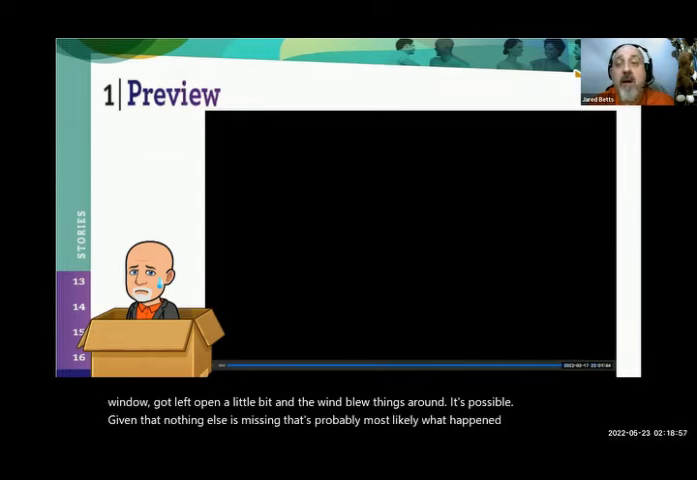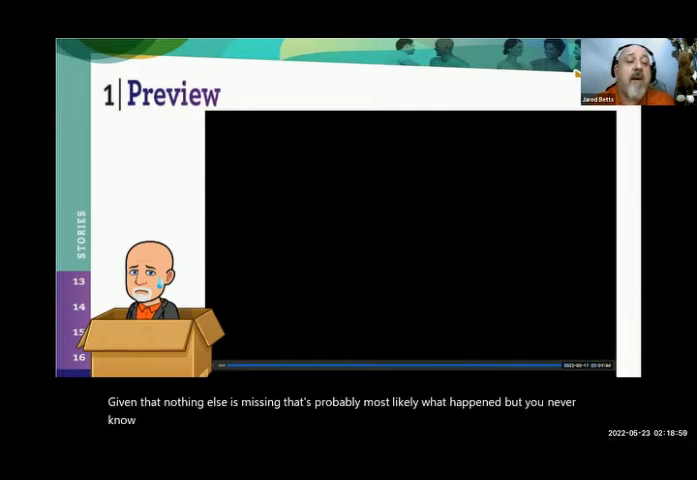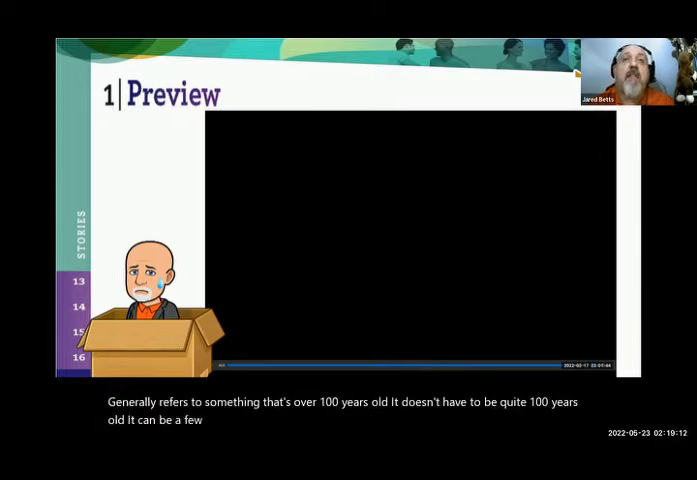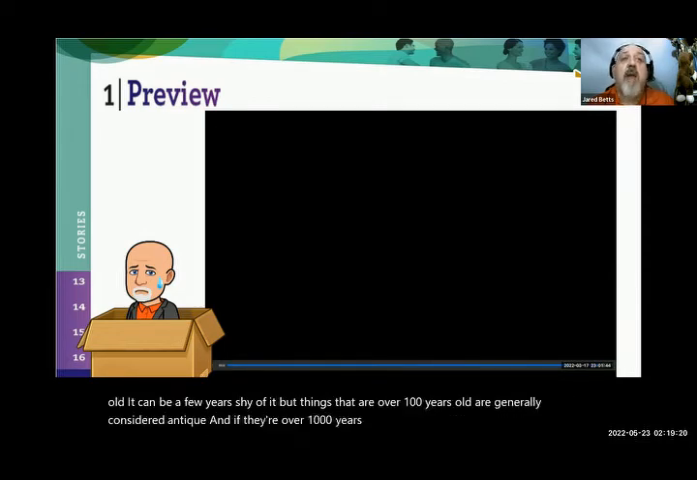But you never know. Now, when you think about an antique, antique generally refers to something that's over 100 years old. It doesn't have to be quite 100 years old. It can be a few years shy of it, but things that are over 100 years old are generally considered antique. And if they're over 1,000 years old, then they can be considered a classic or antiquity.